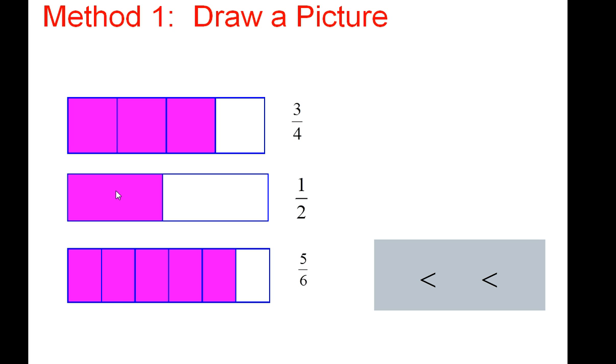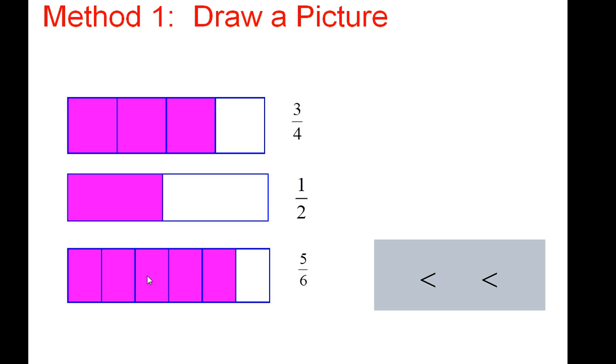Our next fraction is 5/6. We draw 6 equal boxes and we shade in 5 boxes because 5 is our numerator. 5 boxes are shaded in.